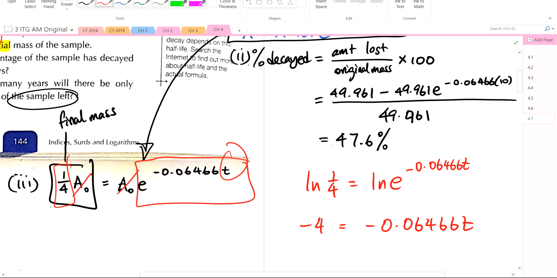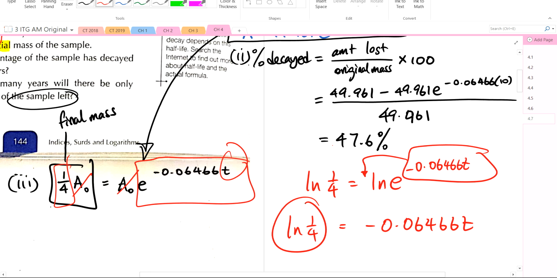Isn't it like this? Power law. We just bring the entire power down. Then ln e is just 1. Oh. Wait. Sorry, this is not negative 4. This is 4 ln 1 over 4. So use your calculator to find out this value. Now then just divide up. That's it.